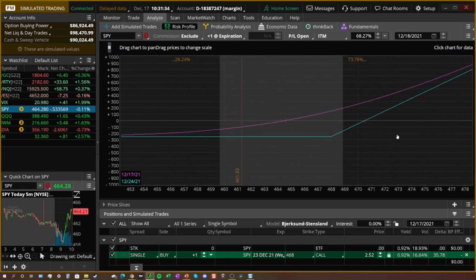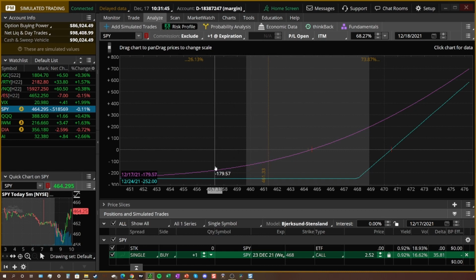Okay, so let's look at this. This purple line represents roughly the value of the option today. So if I was to buy that option now, this is my break even. My break even right now is at like 460, 450.